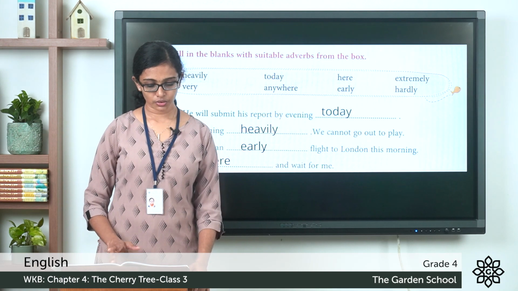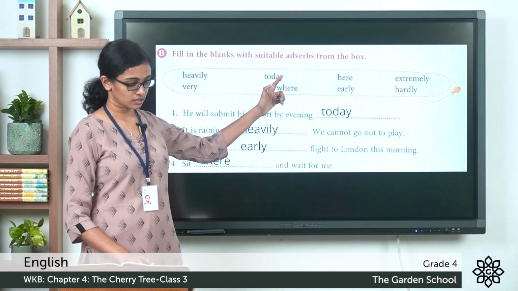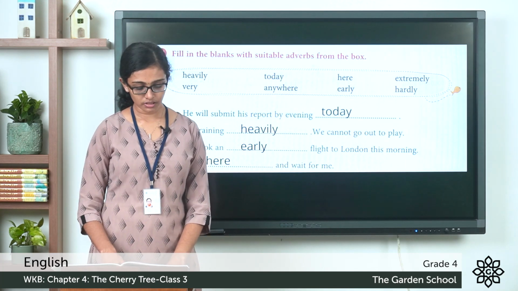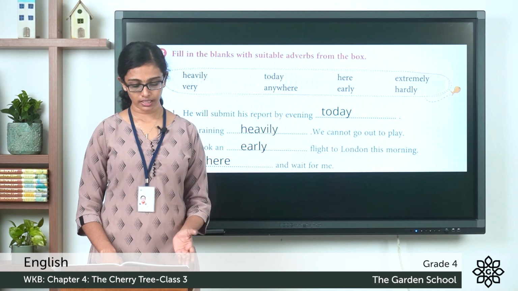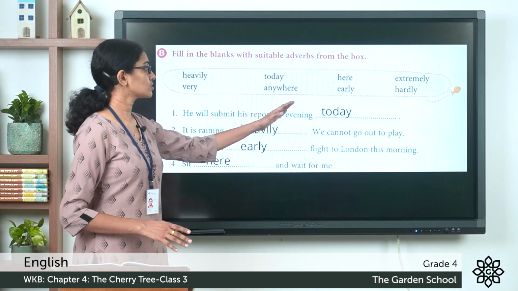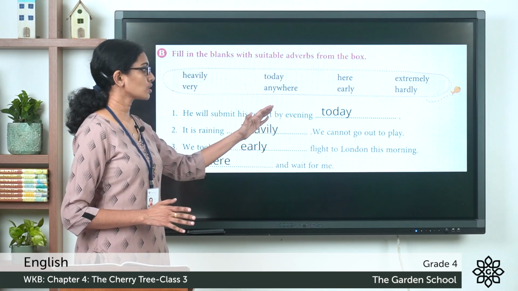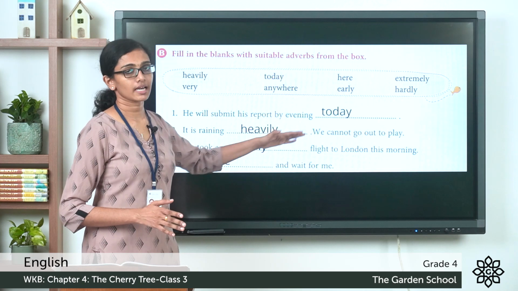Fill in the blanks with suitable adverbs from the box, and they are given a few options. So let's see which are the correct options. Question number 1. He will submit his report by evening dash. He will submit his report by evening today. So it shows the time of the submission. So it is an adverb of time.